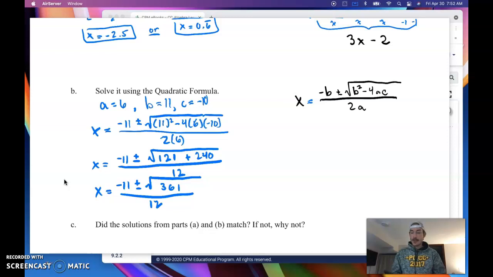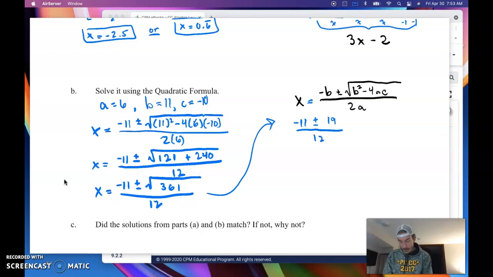What I'm going to do here is grab my phone, turn my calculator on. I type in my 361, I turn it sideways so I can have that radical, and then I take the square root. Turns out it's 19. So this really turns into negative 11 plus or minus 19 divided by 12. Okay, and I've got x equals here. So here's where we break this up into our two pieces.